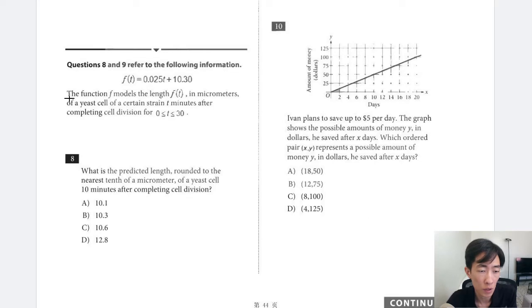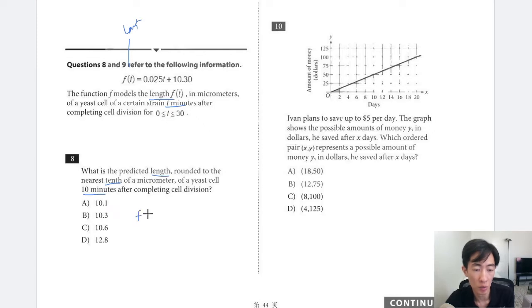8 and 9 refer to this. The function models the length, f of t, in micrometers of a yeast cell of a certain strain t minutes after completing cell division for t between 0 and 30. So that's the length, and t is the minutes. What is the predicted length, rounded to the nearest tenth of a micrometer, of a yeast cell 10 minutes after completing cell division? So this is just simple plug it in.